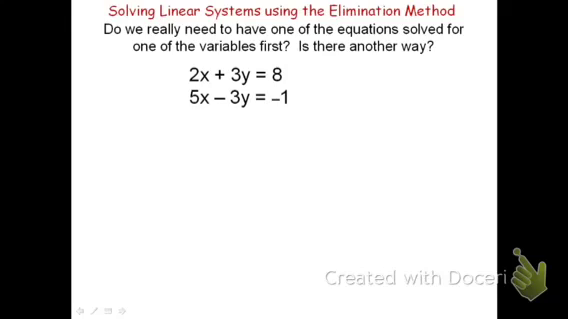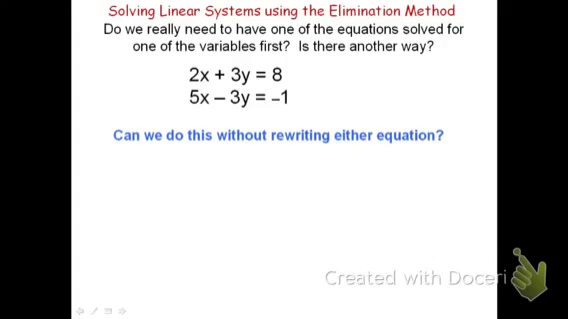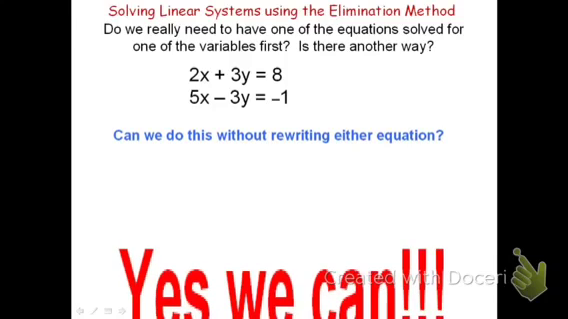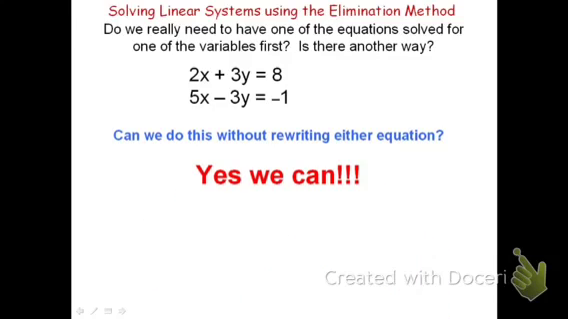This is called elimination. So the question becomes, do we need to rewrite the equations in order to be able to do this? Do we need x or y by themselves? And the answer is no, we don't. We can solve this another way. We can do this without rewriting either equation.